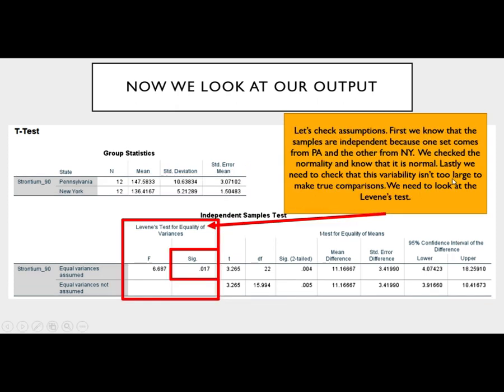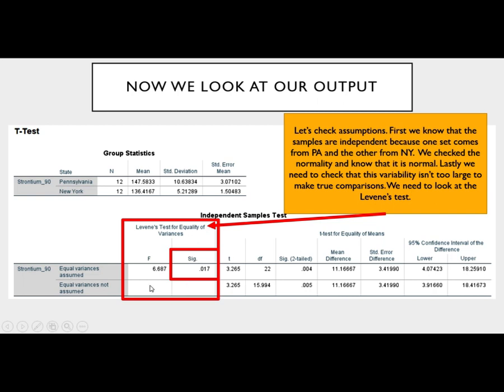Next, we have to check the assumptions. First, we know that the samples are independent because one comes from Pennsylvania and the other from New York. We check the normality and we know that it's normal. Lastly, we need to check that this variability isn't too large to make true comparisons. So we need to look at the Levene's test, and that's in this first box. Right? We're now using an F distribution instead of the T distribution. We don't have to calculate it, it does it for us.